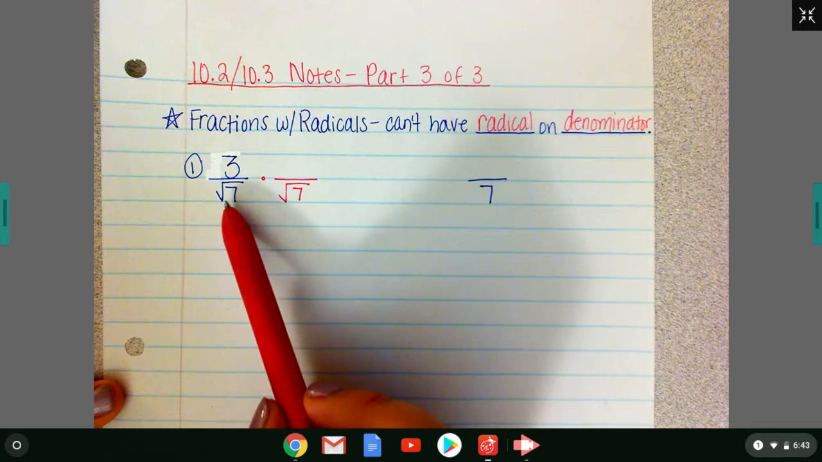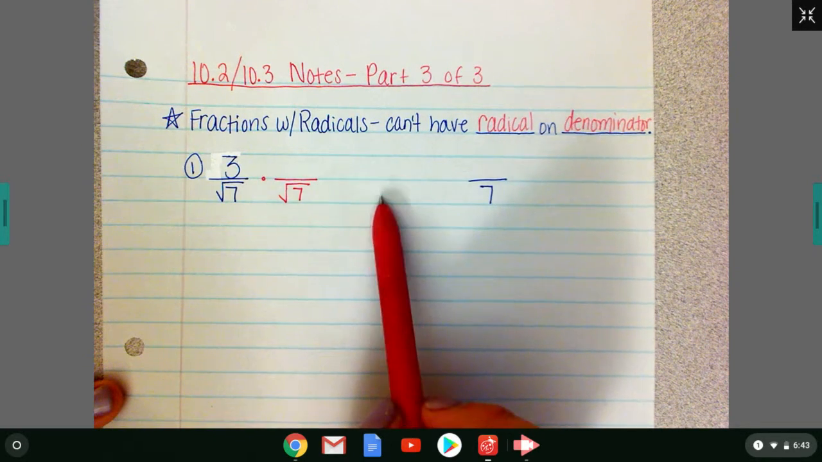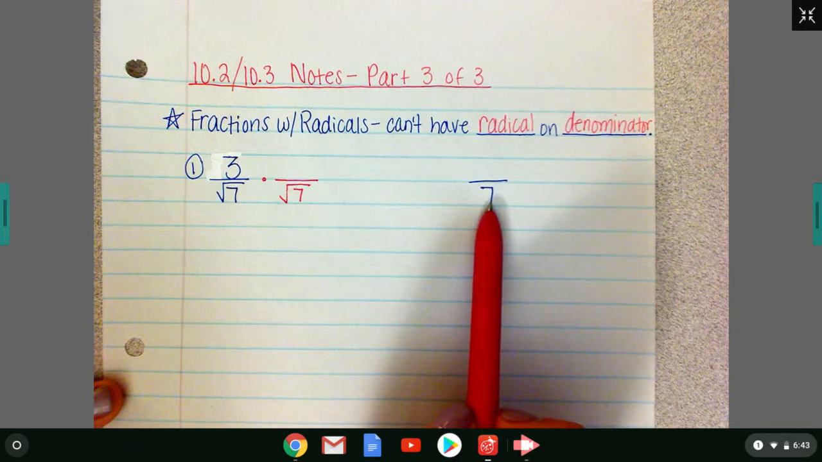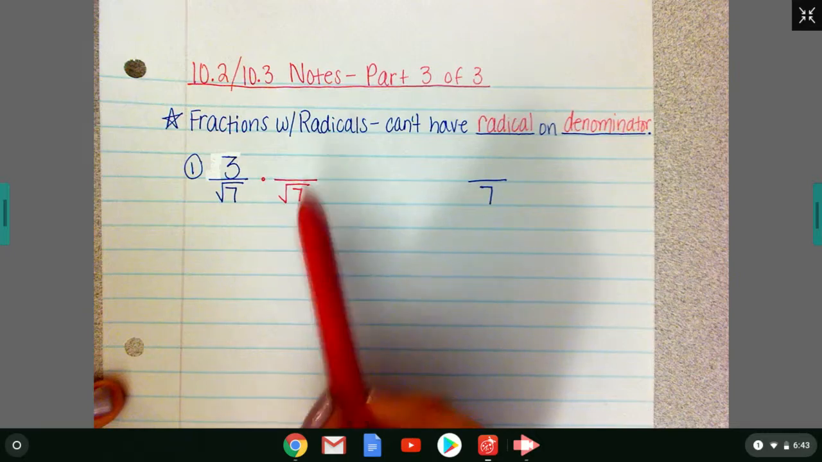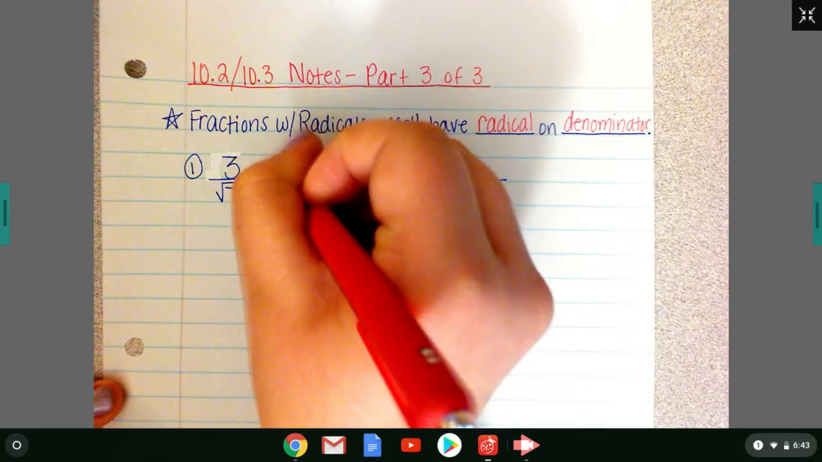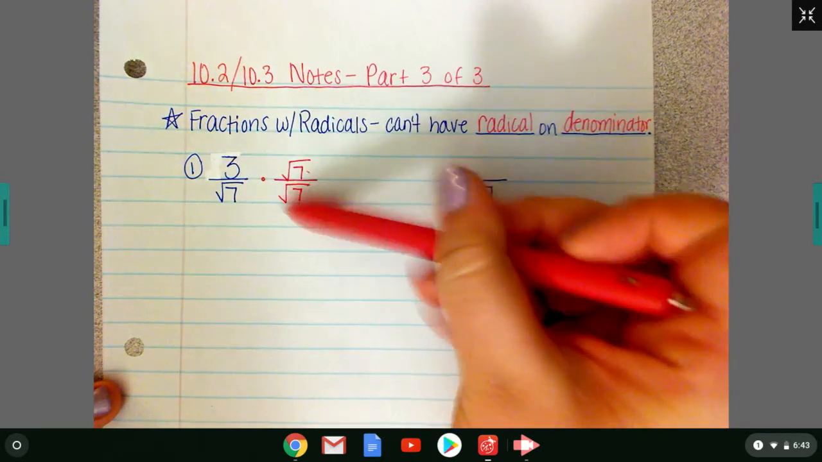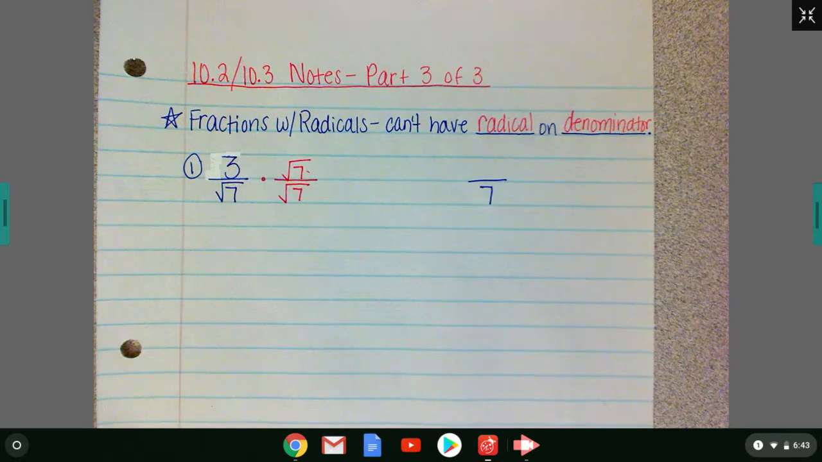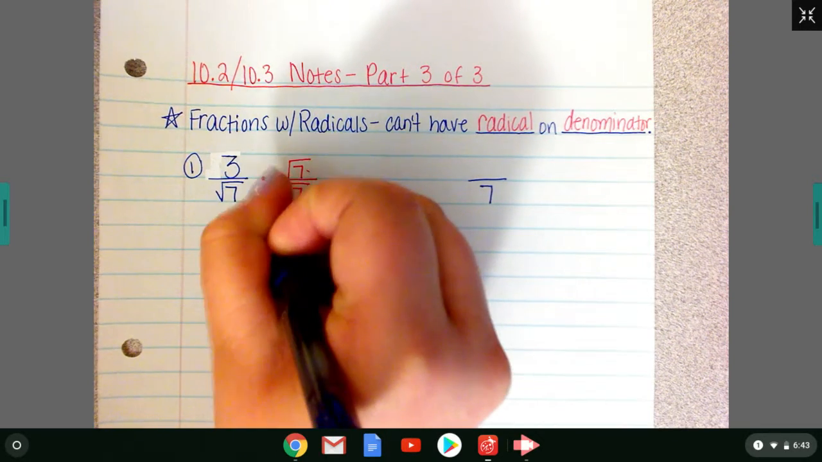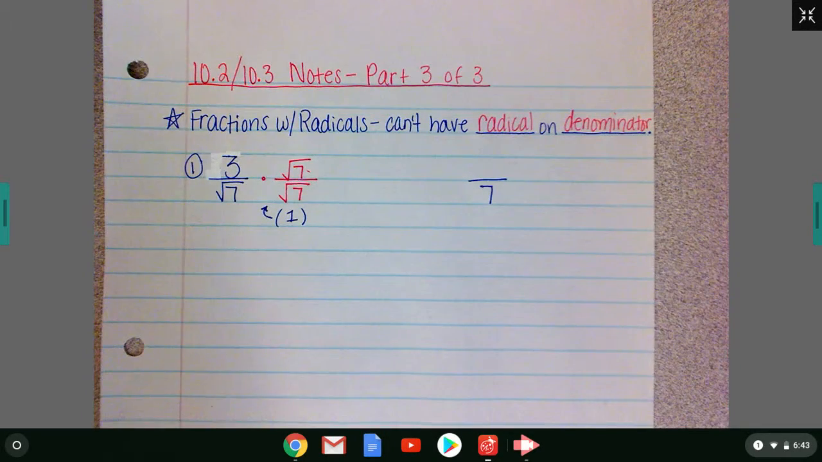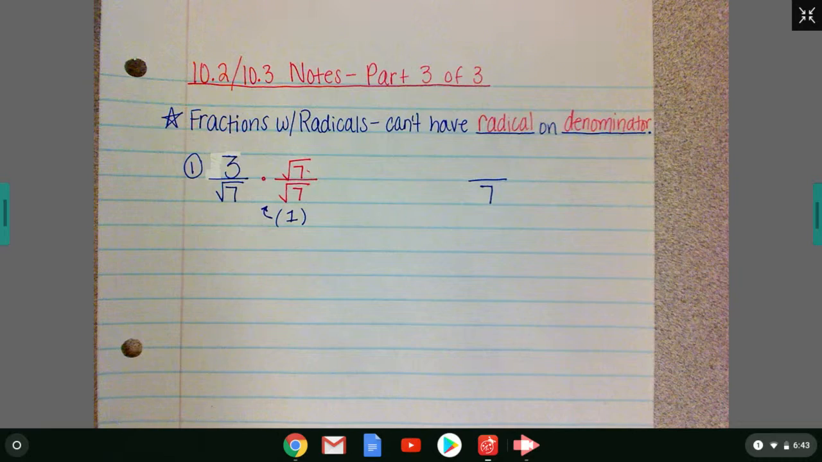On my bottom, I'm going to have root 7 times root 7, which will be root 49, which will simplify to 7. But I can't just multiply by root 7 on the bottom. I have to also do it on the top as well. And notice this piece here that I did in red, root 7 over root 7, this is actually just 1. It's just in disguise right now. So really, I'm just taking my original problem, 3 over root 7, and multiplying it by a special version of 1, which is the kind of number that I need to make this cancel out.